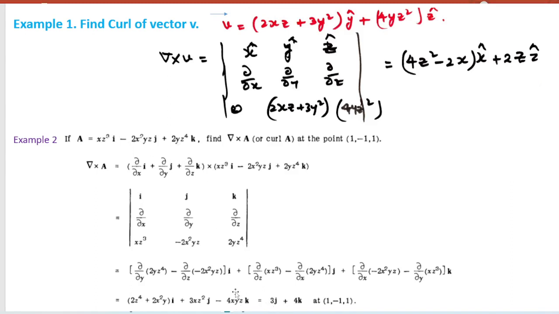So finally we will get this vector, and whatever we get, if we put the values of x, y, z at that point, then we will have this vector 3j plus 4k. So this is how we can find out the curl in Cartesian coordinate system.